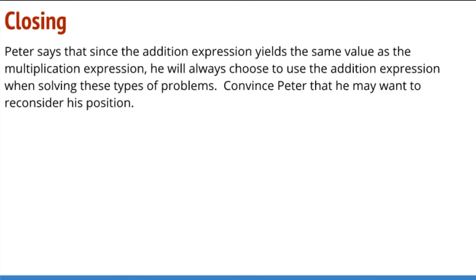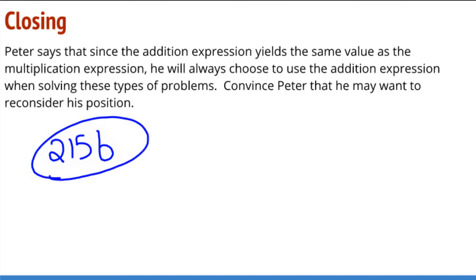First thought that comes to my mind, what about really big numbers? What about 215b? Do we really want to add that together 215 times? That's an awful lot of work. I think it would be a lot easier to do the multiplication in that situation.